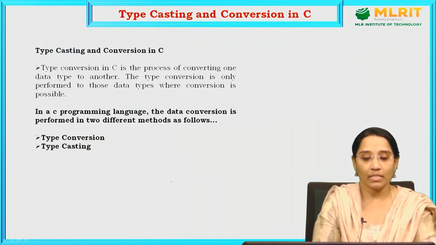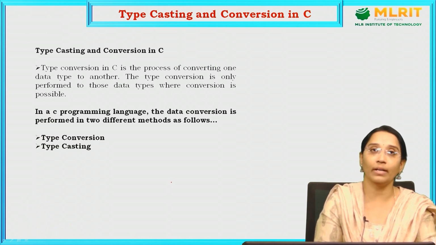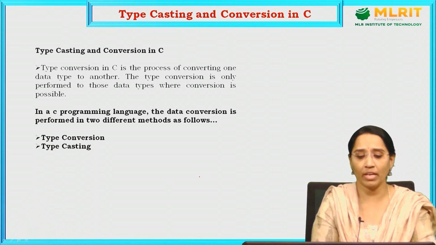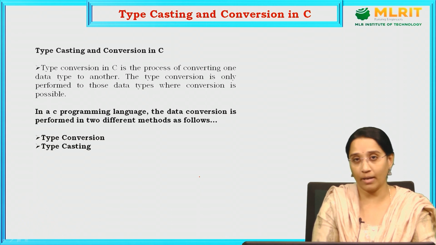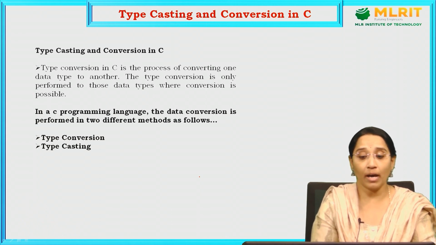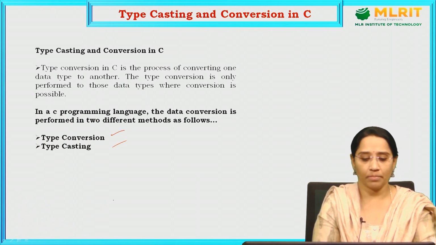Next one, typecasting and type conversion. Type conversion in C is the process of converting one data type to another data type. We have seen the data types: primary, derived and user defined data types. Primary data types are int, float, char, double and void. So, if you want to convert from one data type to another data type, we have this type conversion.